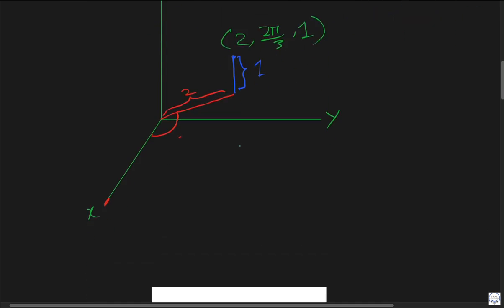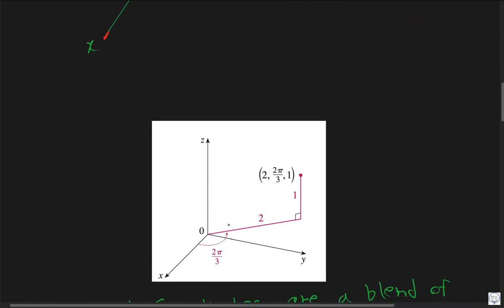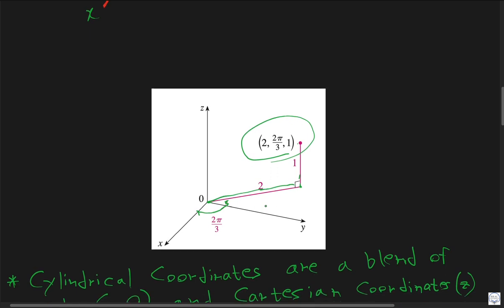Here you can also see this. The book drew it like this, the same diagram. So you go over 2 pi over 3 angles along the xy plane, move 2 units from the origin, and then just move 1 unit upwards. Then here we arrive at our desired coordinate.